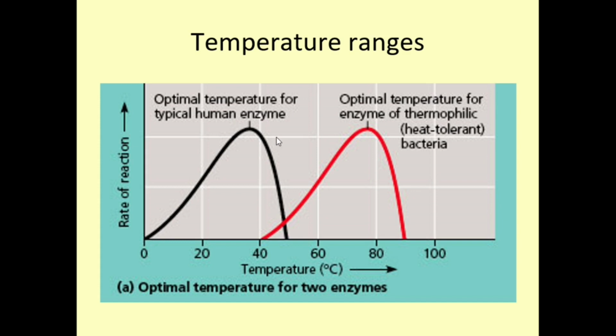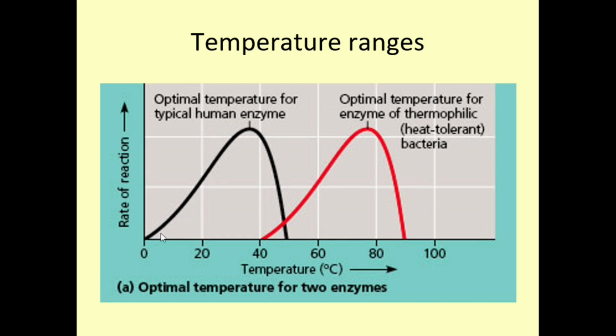The black line is the reaction profile for a typical human enzyme, and the red line is a temperature profile for an enzyme from a heat-loving bacterium. So that's called a thermophilic bacteria, so a heat-loving one. Forget about that one for a moment. Let's focus on the black line, so the human enzymes. And what we can see here is that as temperature increases, the reaction rate also increases. So the enzymes start to work quicker and quicker.